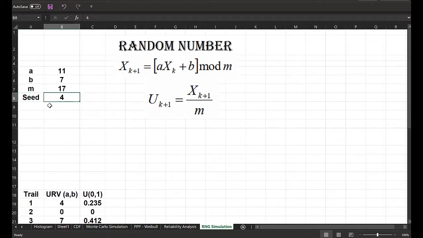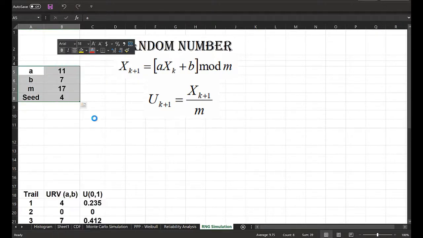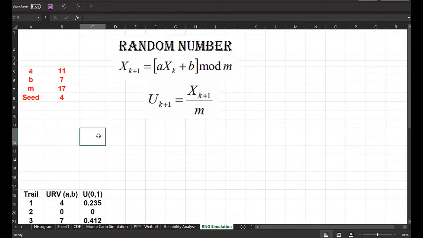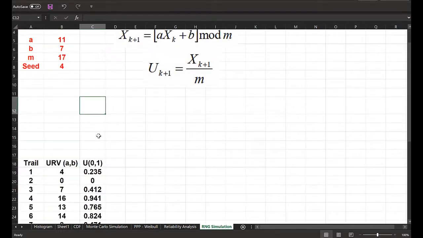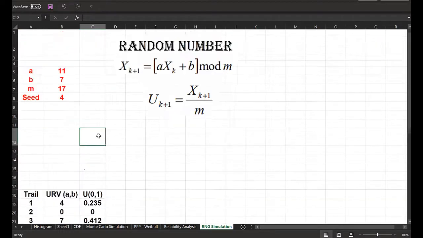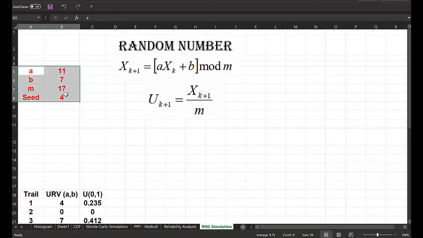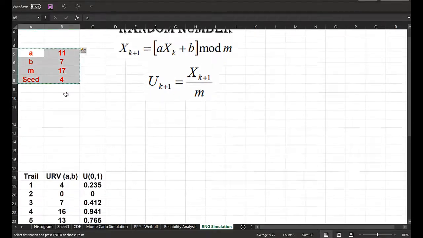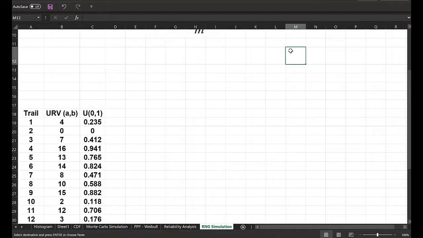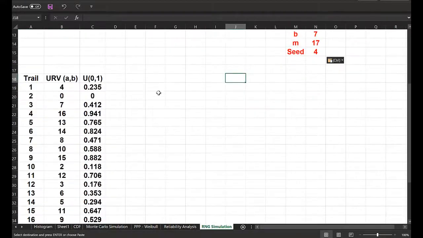And let's say the seed value, that is xk, the starting value x0, or let's say the first trial, this value is 4. So these are the values that we have basically set here. So with this value set, we can generate the random numbers. Let me copy this, and I can also put it here. Now let's start. I've already done this, so we'll do it again.